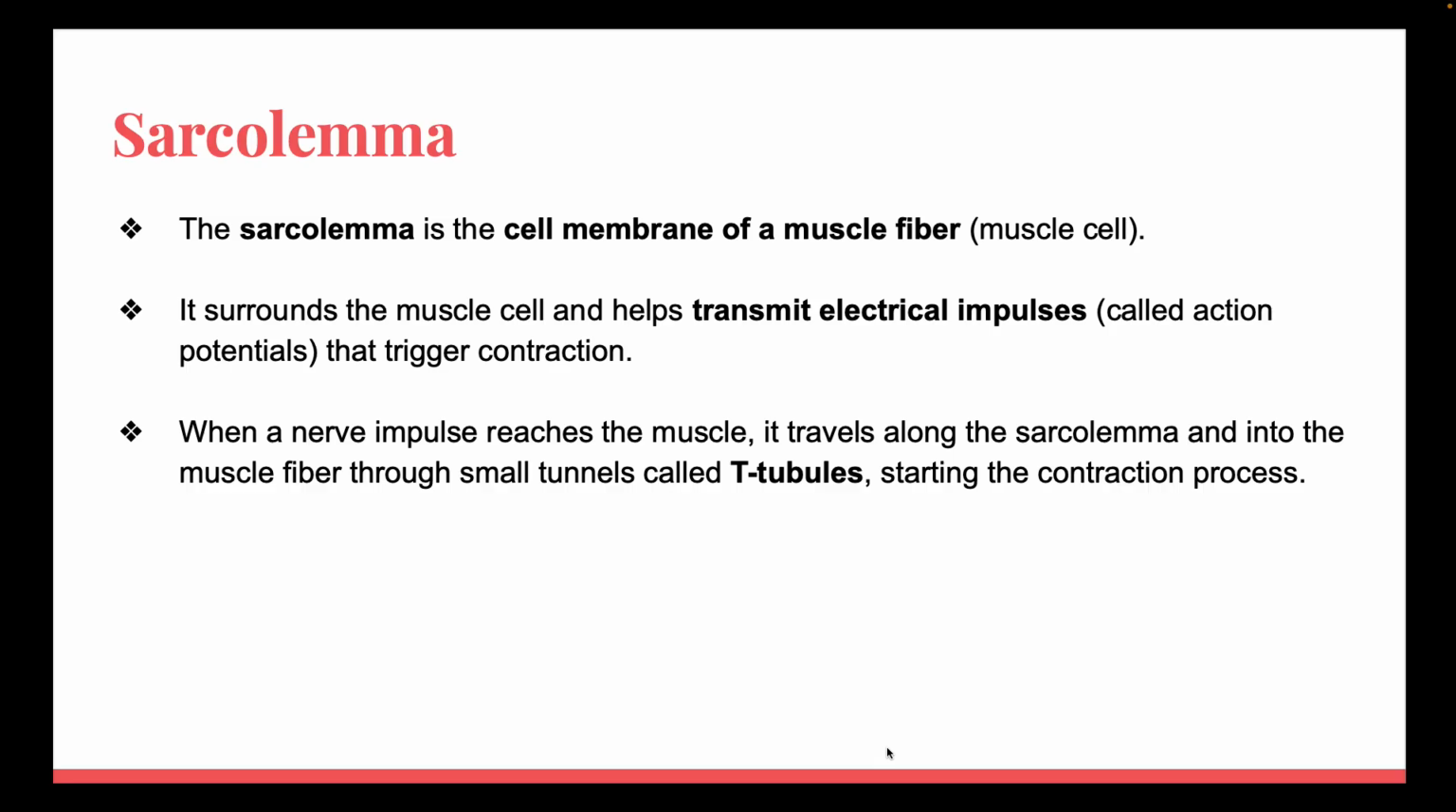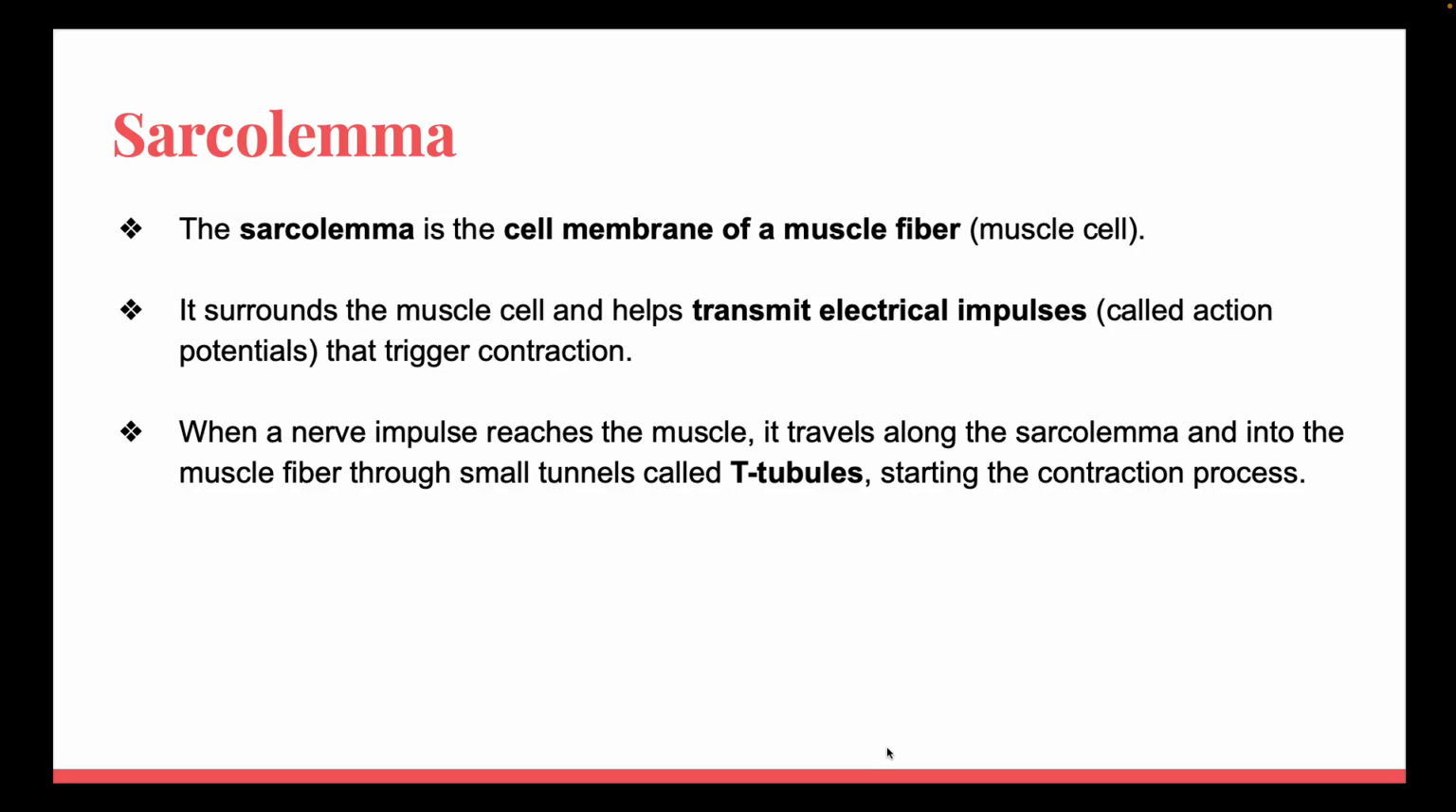It happens to be the first part which interfaces with a neuron whenever a neurotransmitter is being transmitted from a neuron to the fiber. Just take it as an outer membrane, or cell membrane, that covers the muscle fiber. And on the sarcolemma, there are some tubes, and these tubes are called transverse tubules.